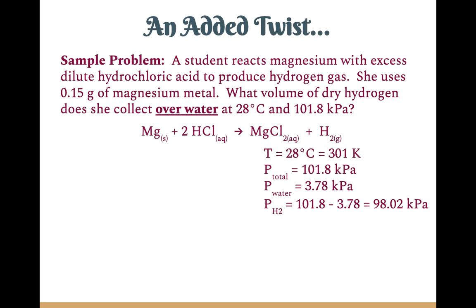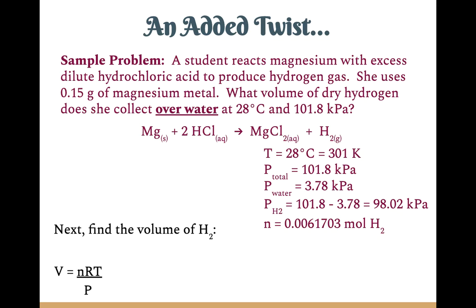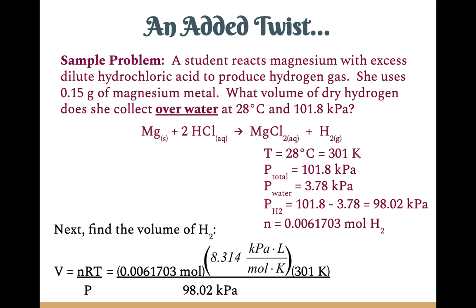Now that we have moles of hydrogen, we can use the ideal gas law to find the volume of hydrogen. So there's our moles. To find the volume of hydrogen, we're going to rearrange the ideal gas law for volume, which looks like that. We're going to plug in all the numbers that we have, remembering to use the partial pressure of hydrogen as our pressure, that subtracted one, and not the total one from the question. When you calculate that out, you get an answer of 0.16 liters. So there you have gas law stoichiometry.